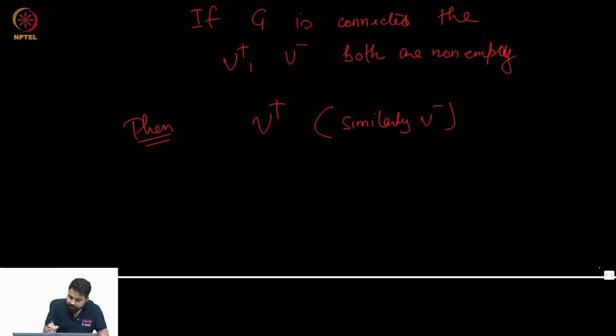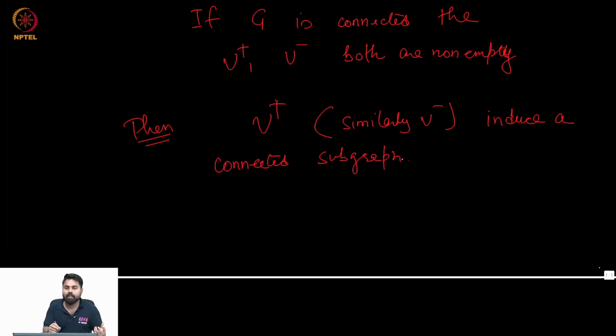Induced, or rather, maybe I will spell it this way, induce a connected subgraph. Basically, if you pick all the vertices in V plus and think about the induced subgraph on it, this will be a connected subgraph. Similarly, if you pick the vertices in V minus and see the induced subgraph on V minus, this will again be a connected subgraph. So how to prove this beautiful fact?